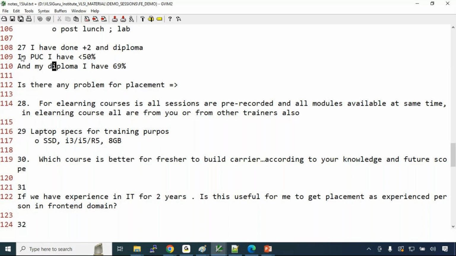As I said, even if you have less than 50% in PUC, it doesn't matter. There are companies who hire you based on your subject expertise, not just your percentage. If you have a BTech, BE, this percentage won't be a problem also. Okay, sir. Thank you.